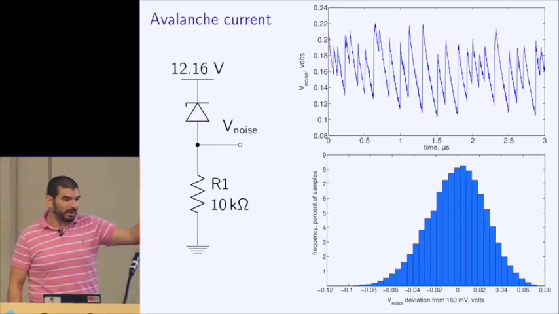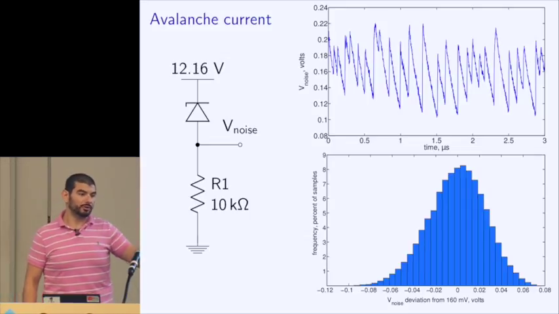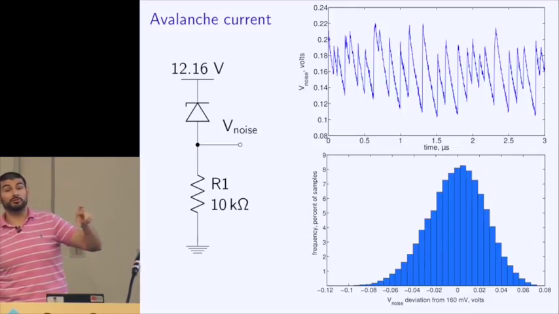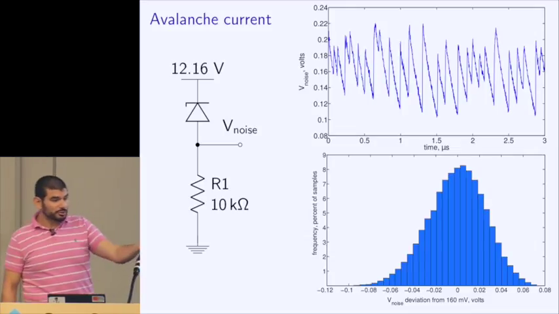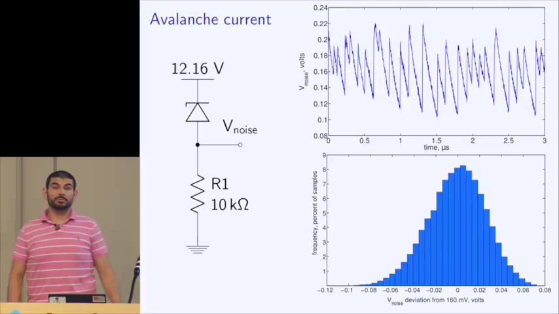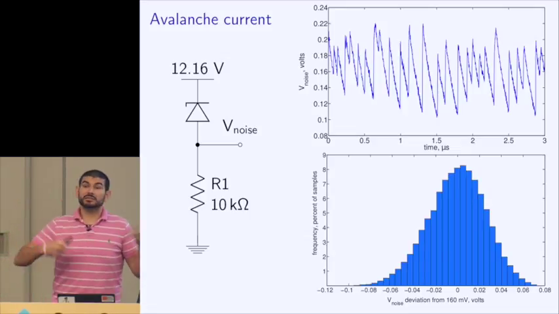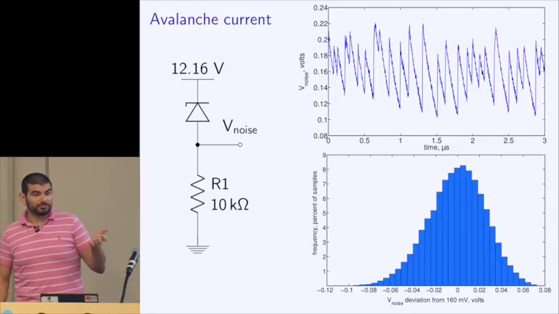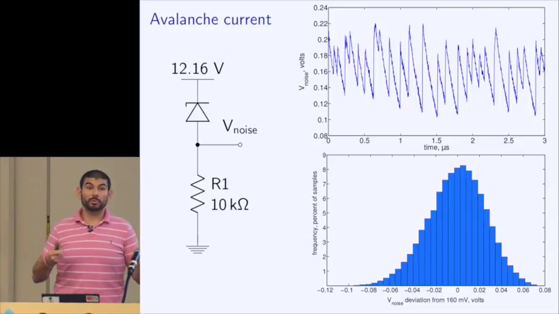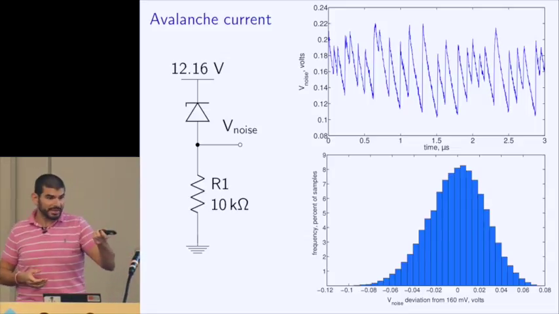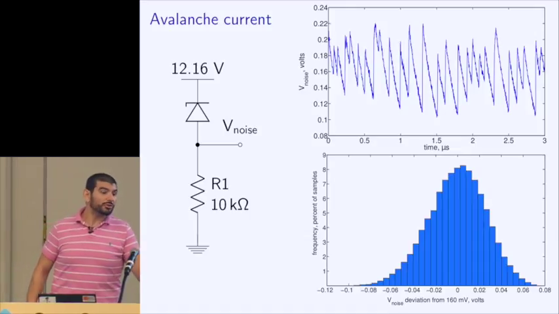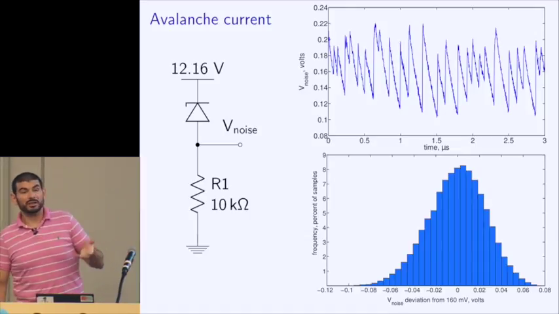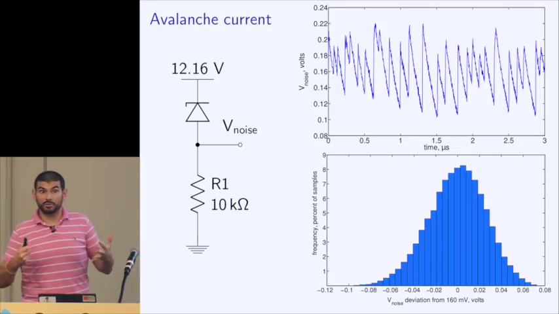We apply a bias voltage of a little over 12 volts to a diode that'll break down with 12 volts across it. And then we measure V noise, the voltage on top of the resistor, and what we see is essentially the noise current. On the top right, this is a graph versus time of what that noise current looks like. We're getting about 100 millivolts peak to peak across a 10K ohm resistor, so we're getting a decent amount of noise current here.